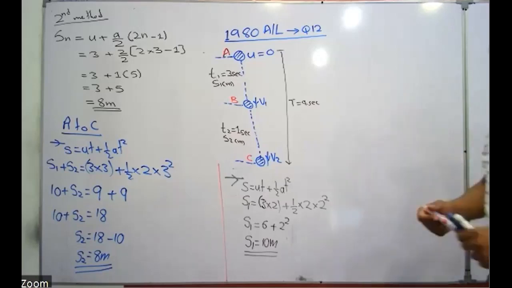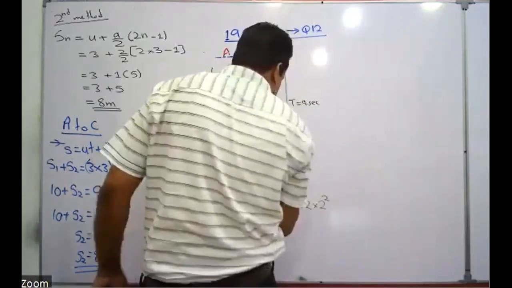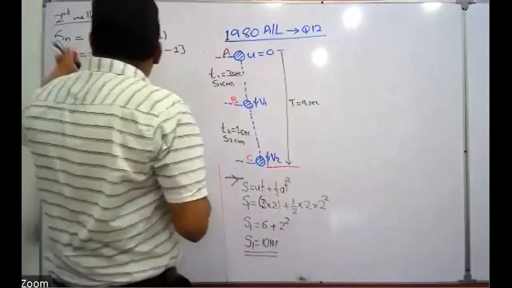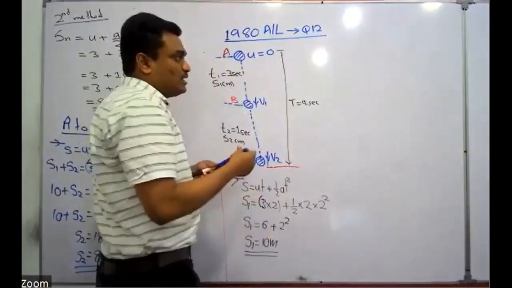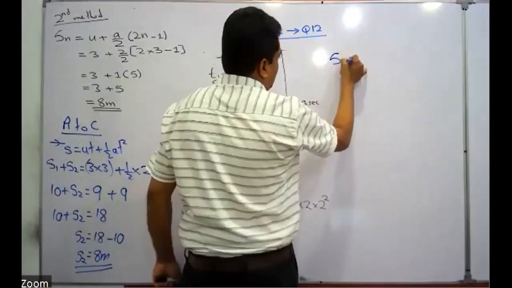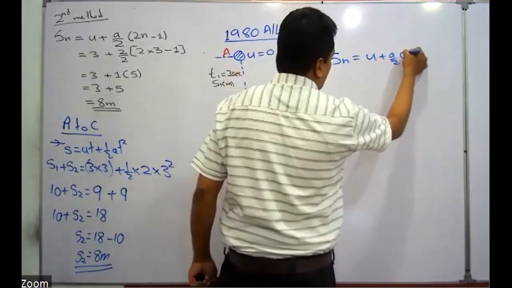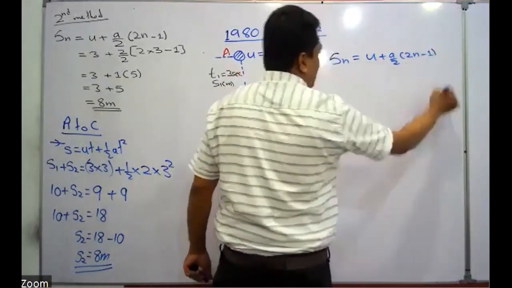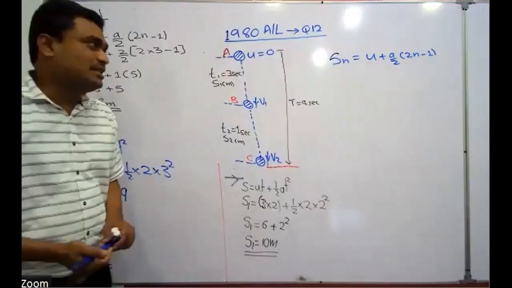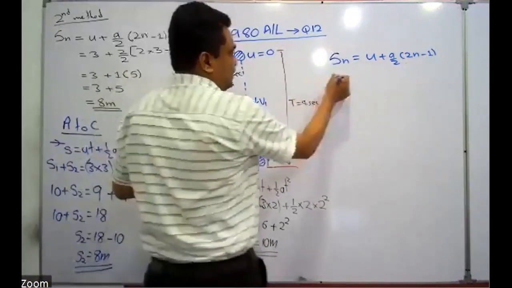Right now, so simple. V2 can be found at once. Let me use this equation and find S2 at once: Sn equals U plus A over 2, times 2n minus 1. I'll use this equation at once because it's an MCQ. I won't find this S2 separately.